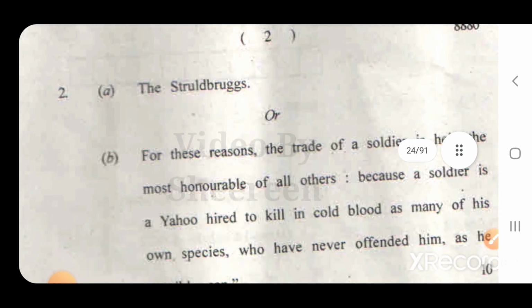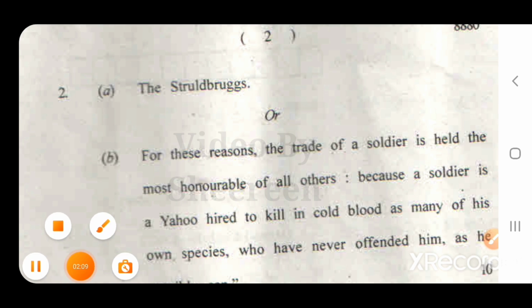Now the second question, the Struldbrugs. This is from the novel Gulliver's Travels. Struldbrugs is a name given to those humans in the nation of Lugnag. Lugnag is a kingdom in this novel. So these humans, the Struldbrugs, are born normal. These are those people who are born normal but they are actually immortal. Means उनकी age तो बढ़ती रहती है but they never die. So you have to write about the Struldbrugs.